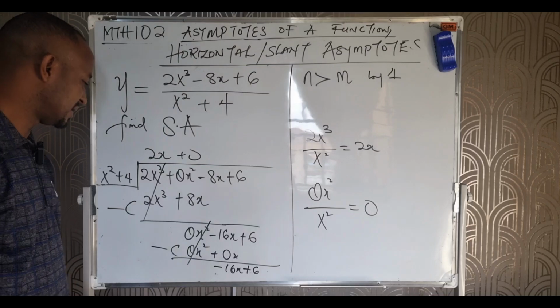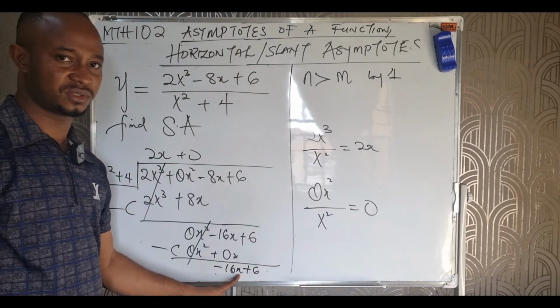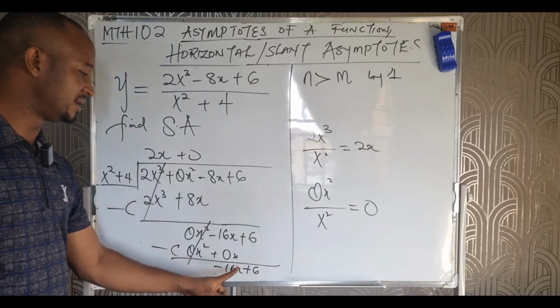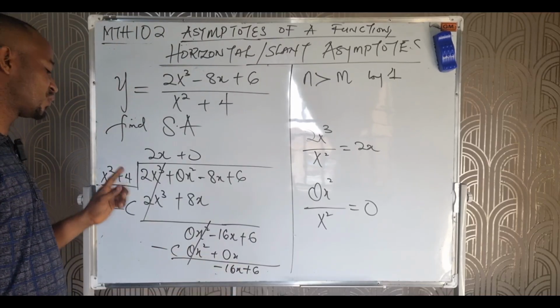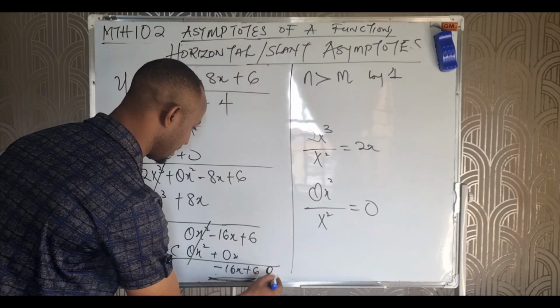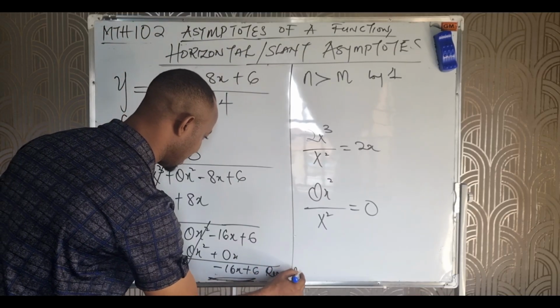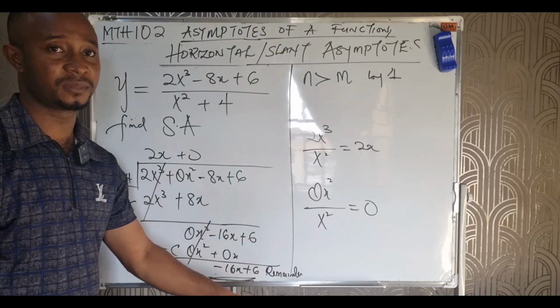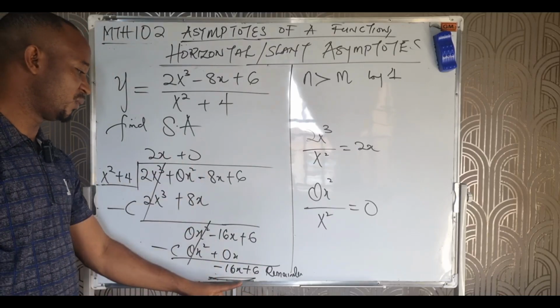What you notice here is that the degree of this function is less than that of this function. The degree here is 1, and here it is 2. So I cannot further divide. I will stop here. This becomes my remainder. For the first one, when we subtract, we have 0, so there's no remainder. But here, we have a remainder.